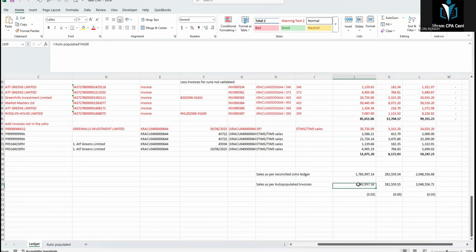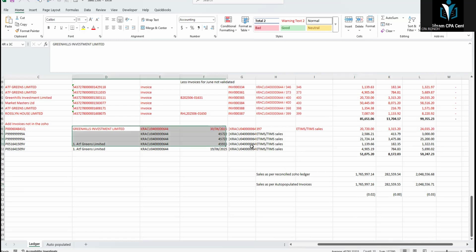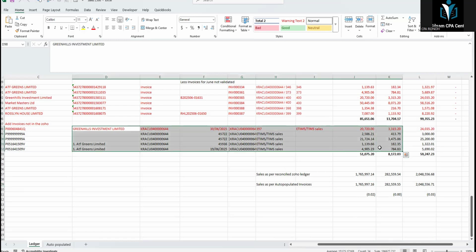Remember, this auto-populated, you cannot reduce it downwards. For example, if we find these invoices are there but not in our system, we could have removed them. But the problem is you cannot downgrade or reduce your value. The only option is you can increase your value. So that's how you do the reconciliation for the VAT.